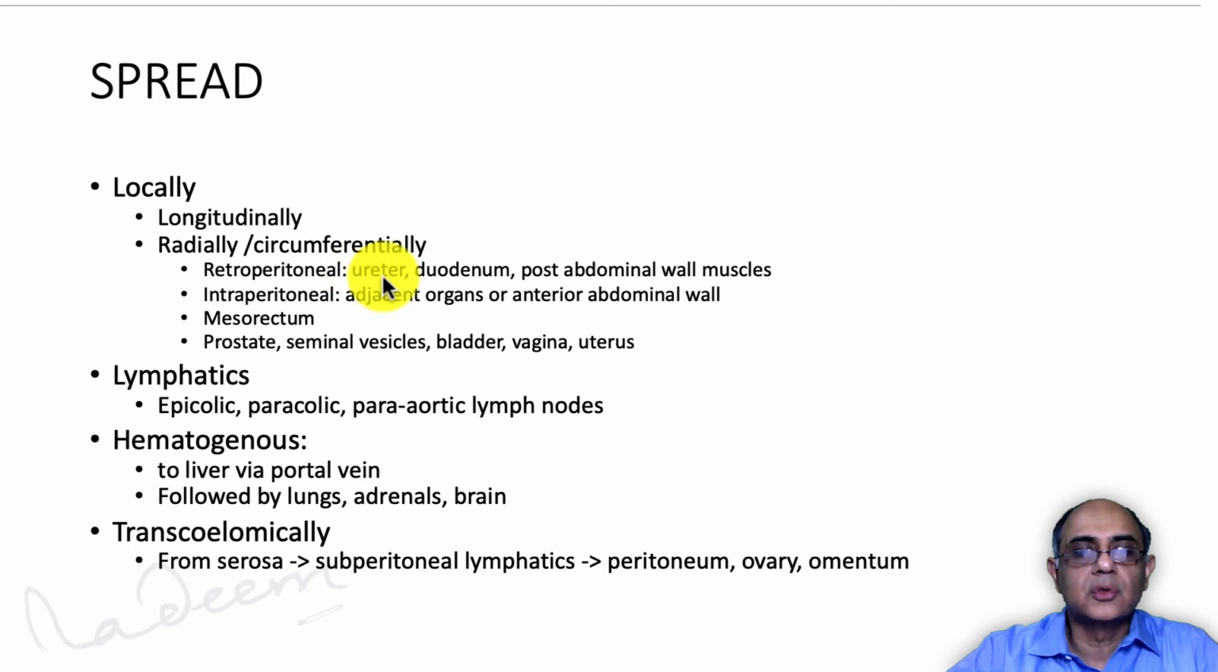It can involve the ureter behind the colon, it can involve the duodenum on the right side, it can involve the pancreas on the left side, in the rectum it can involve the prostate, the seminal vesicle, the vagina, the uterus, and lymphatic spread, the most common spread of the colonic tumors, via blood to the liver, chest, adrenals, brain. And sometimes the local shedding of the tumor from the serosa can cause peritoneal mets.